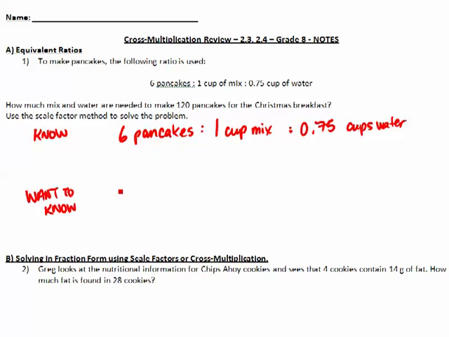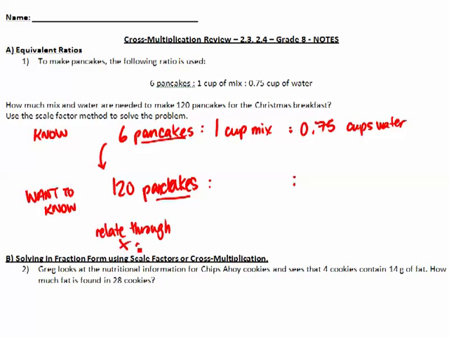So of the things that we want to know, we know that we want 120 total pancakes. We don't know the amount of mix and we don't know the amount of water. However, given that we know these two, those two we can use to make a comparison. So we have to try to find out how to get from 6 to 120. As we learned last year, if we look at proportions, they only relate through multiplication or division only. Which means we can't add in a proportion.